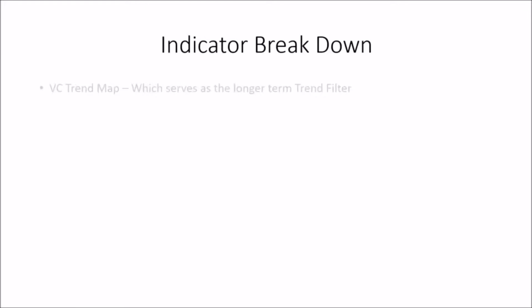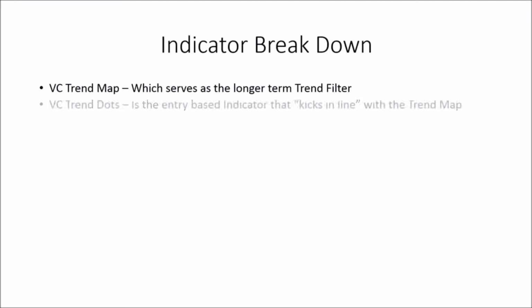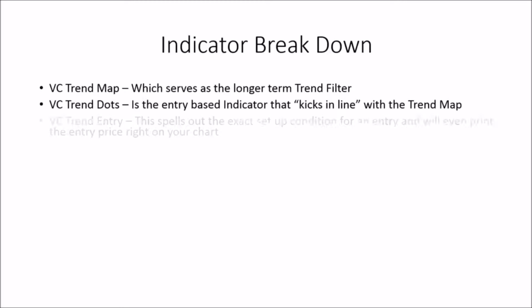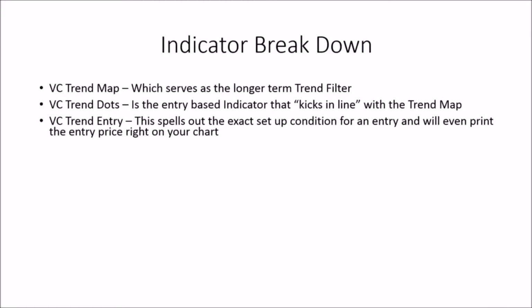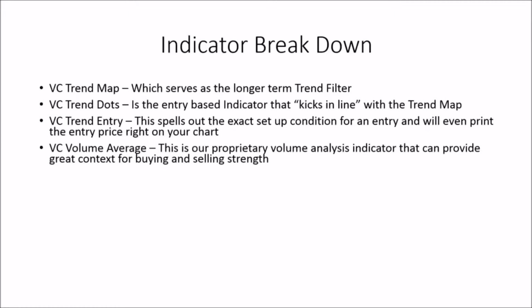So here we have the indicator breakdown. We have the VC trend map, which serves as the longer-term trend filter. We have VC trend dots, and this is the entry-based indicator that, quote-unquote, kicks in line with the trend map. VC trend entry. This spells out the exact setup condition for an entry and will even print the entry price right on your chart.